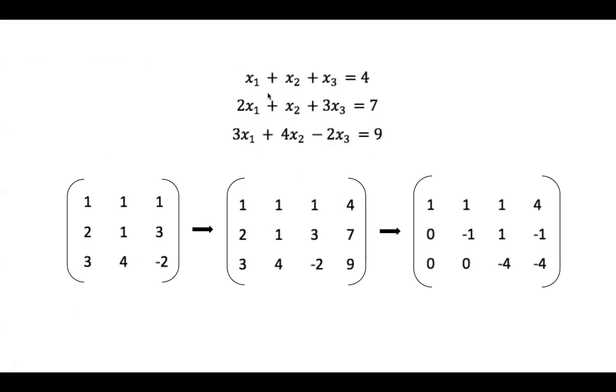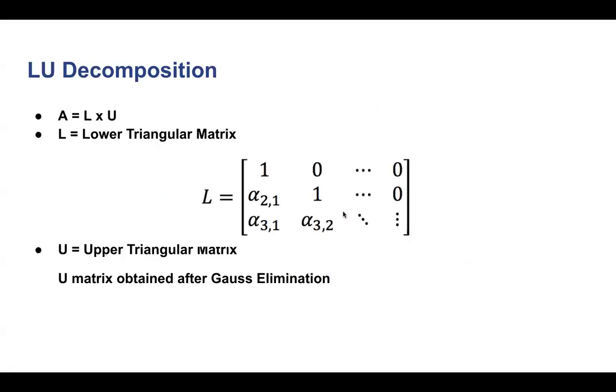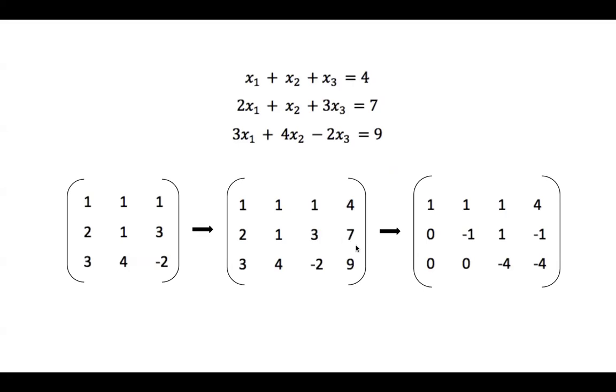So this is the system that we have. Let's write the A matrix: 1, 1, 1, 2, 1, 3, 2, 1, 3, 3, 4, minus 2. Now, what are the pivot elements here? First we have to make an augmented matrix. This is A, and this is 4, 7, 9. This is the augmented matrix. With the augmented matrix, first we have to find the pivot elements.